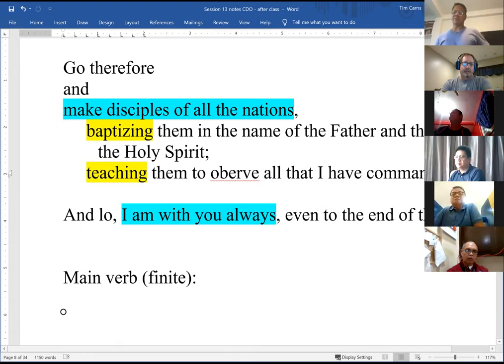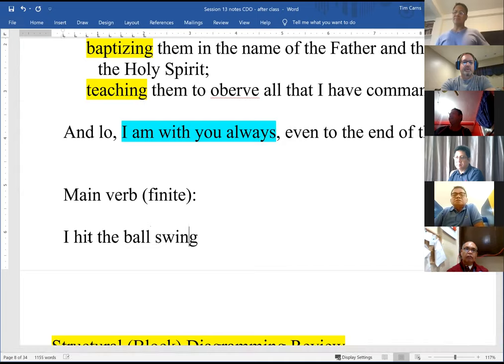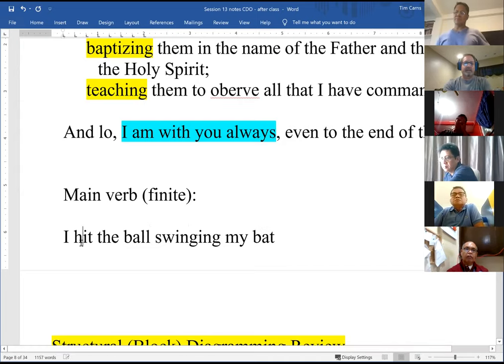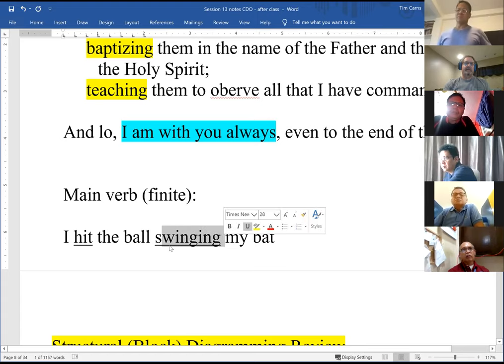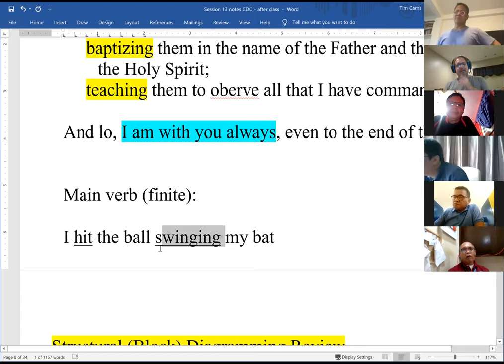There's the main verb. So for example, "I hit the ball, swinging my bat." I have two verbs in this sentence: hit and swinging. Now, hit is a main verb, but swinging is not. It's a participle. It's taking the verb swing and adding "ing." Now, why does this matter? For this reason.